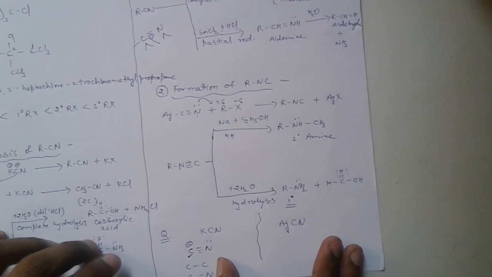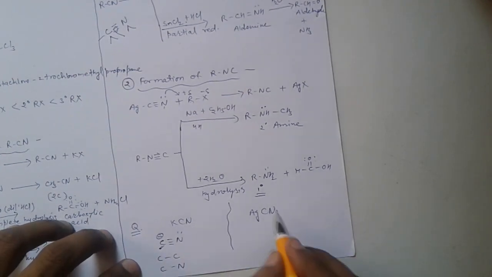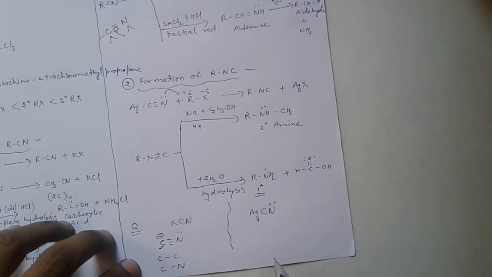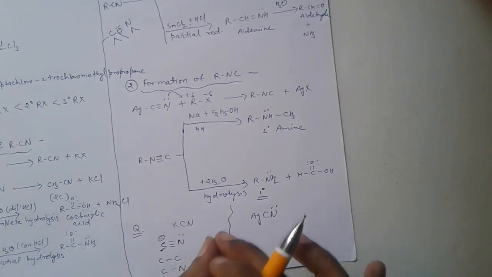Very important. On the other hand, AgCN is a covalent bond, and due to presence of lone pair of electrons on nitrogen, attack occurs through the nitrogen atom, so AgCN gives alkyl isocyanide as the product. It is a very important question for your board examination.